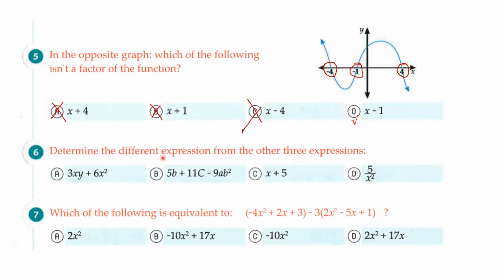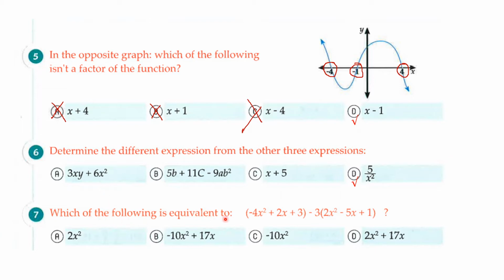Determine the different expression from the other three expressions. Which one is different? What do you think? Looks like one of them has x squared in the denominator. And remember, polynomials do not have variables in the denominator. This doesn't have an x in the denominator, doesn't have a or b in the denominator, and this doesn't have anything in the denominator. And I think the answer should be D, because this one is not a polynomial.